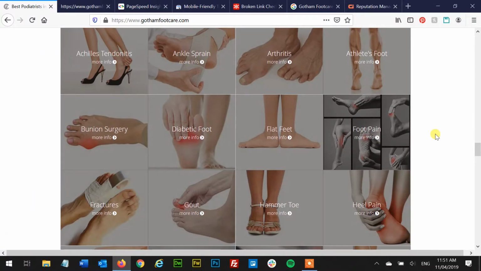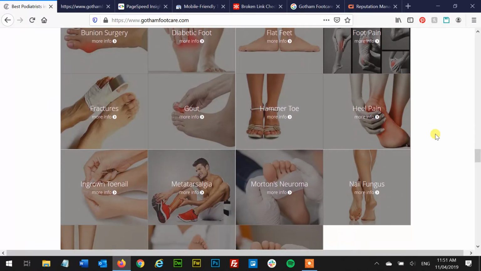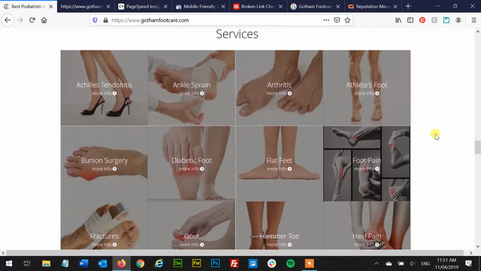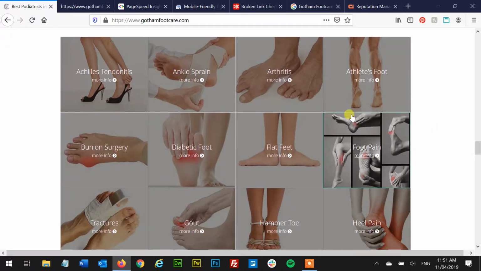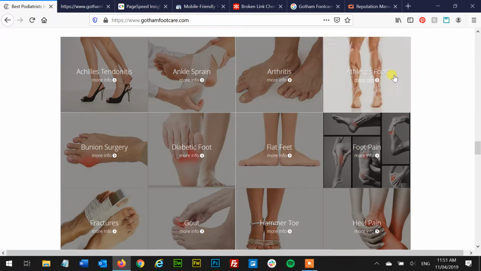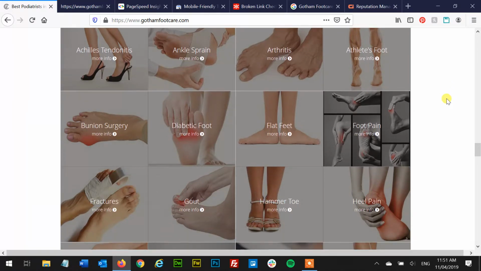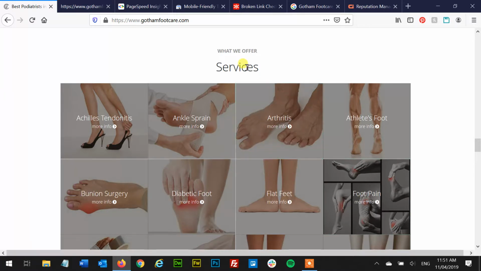So I don't have a solution for you right off the bat for this. All I'm saying is, as it is now, it's a bit overwhelming for the visitor, and it's not completely communicating all of these items, the ankle sprain, arthritis, athlete's foot, because the font is small, the font is thin, and it's kind of conflicting with this image. So I would suggest a little bit of a redesign for this, because this is a very important block.